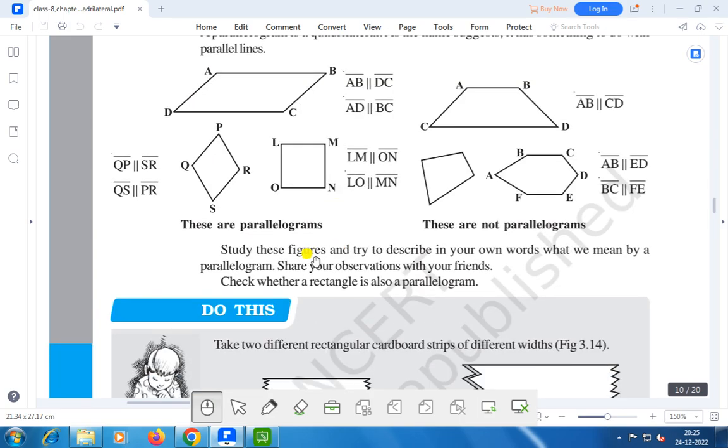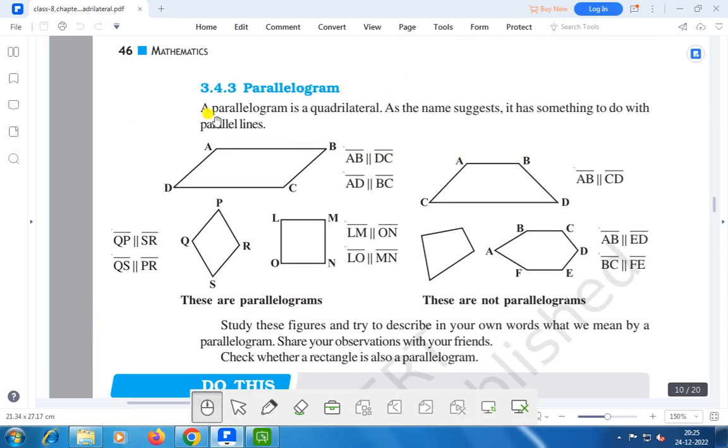Next is parallelogram. What is a parallelogram? A parallelogram is a quadrilateral. As the name suggests, it has something to do with parallel lines. AB is parallel to DC. AD is parallel to BC. Therefore, it is a parallelogram. In this figure, QP is parallel to SR and QS is parallel to PR. Therefore, it is also a parallelogram.